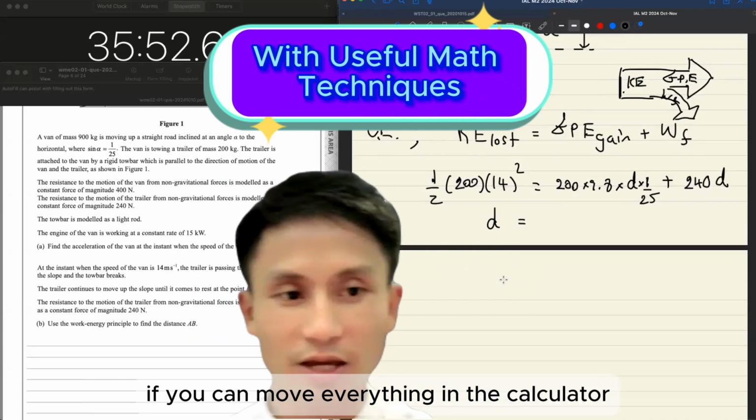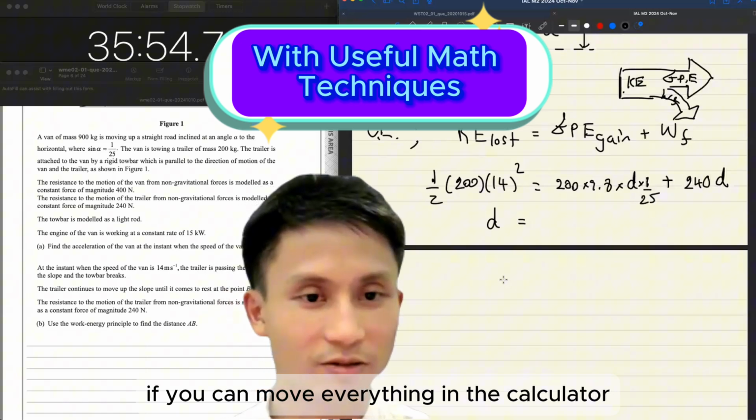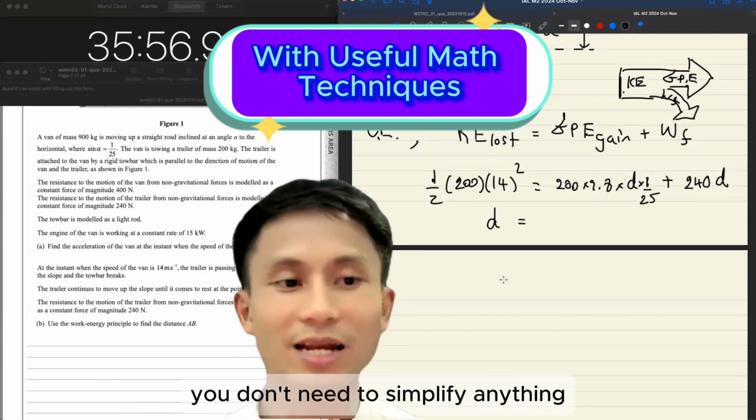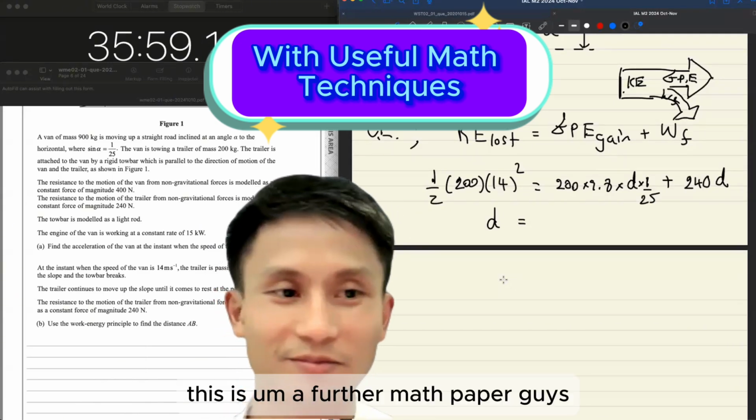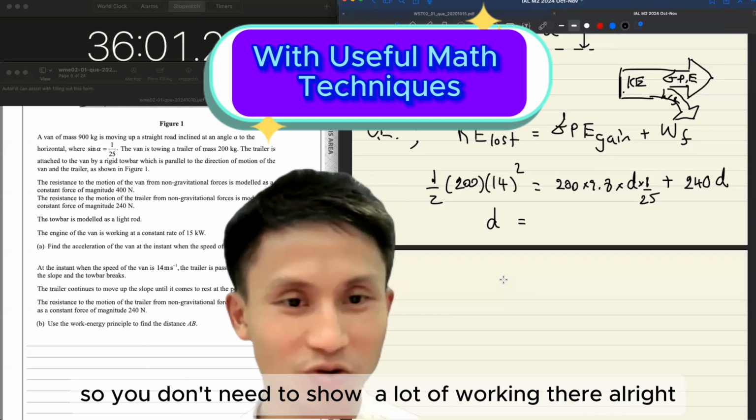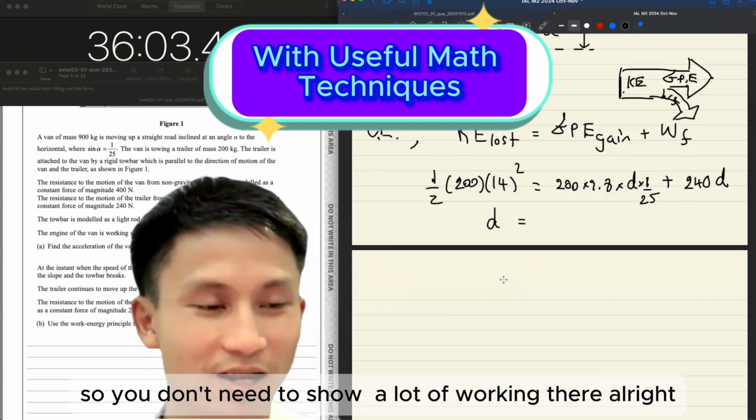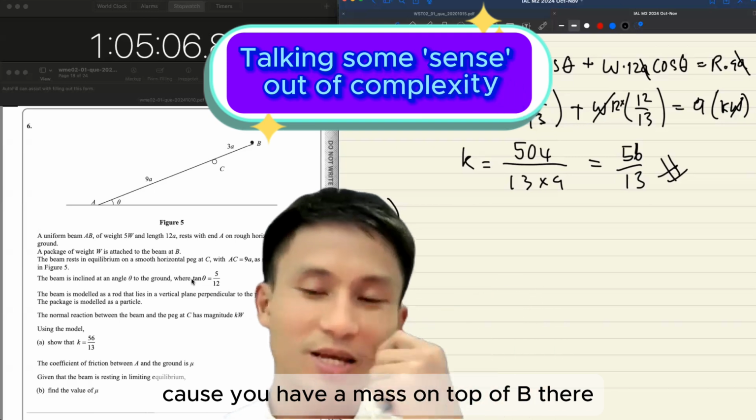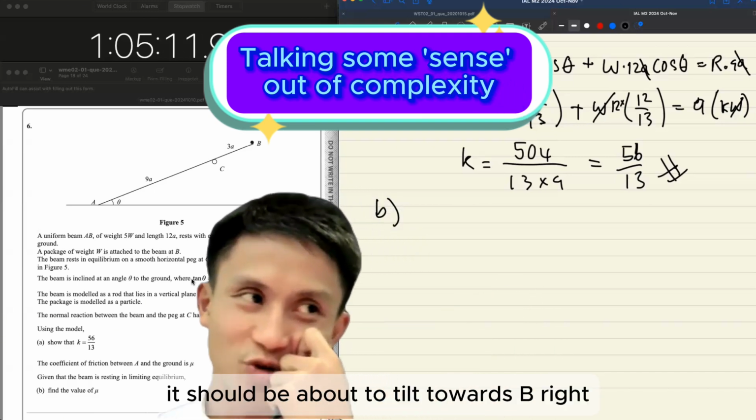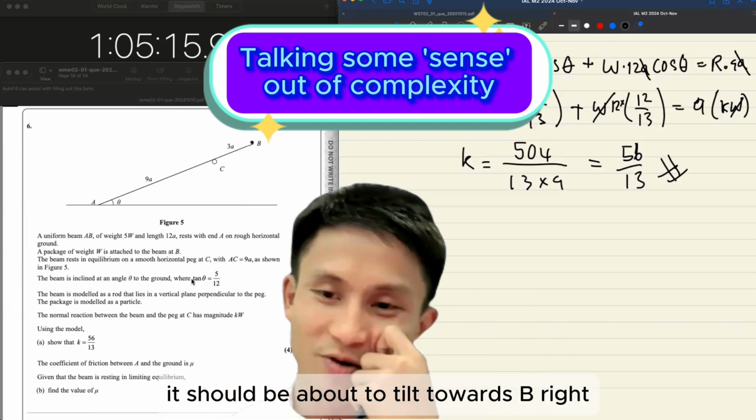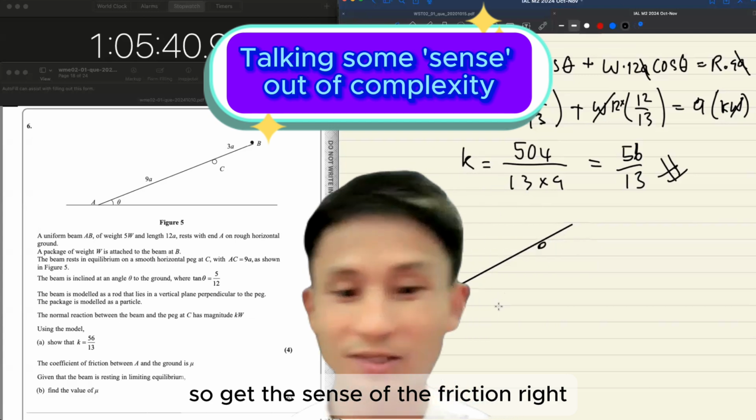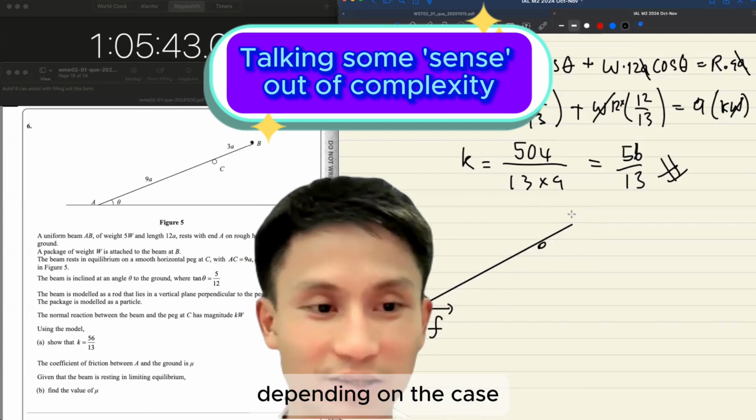If you can move everything in the calculator, that's going to be fast. You don't need to simplify anything. This is a further math paper, guys, so you don't need to show a lot of working there, all right? Because you have a mass on top of B there. If you use common sense, it should be about to tilt towards B, right? So get the sense of the friction right, because it can be either way, actually, depending on the case.